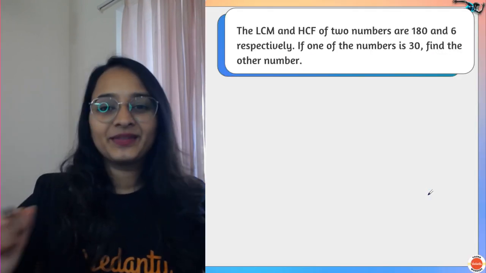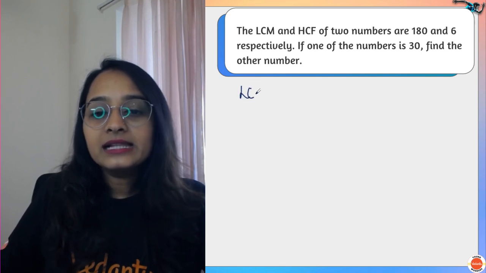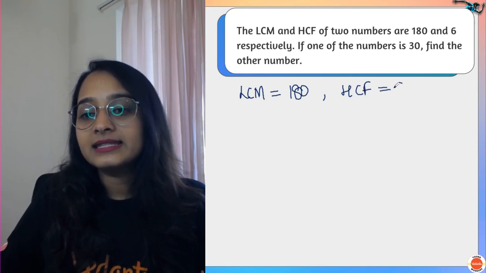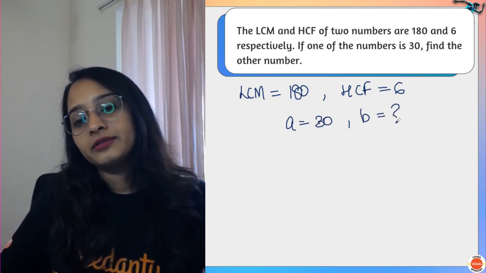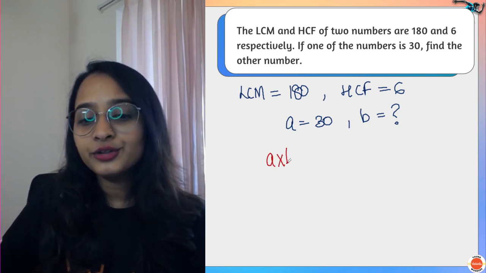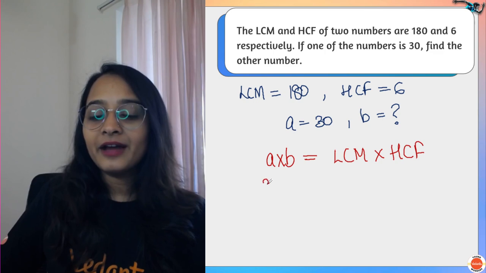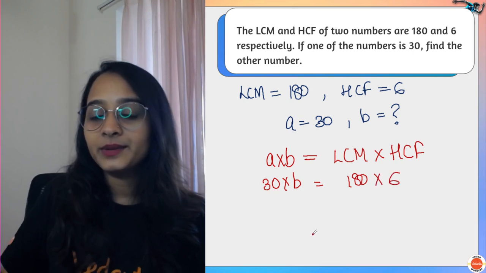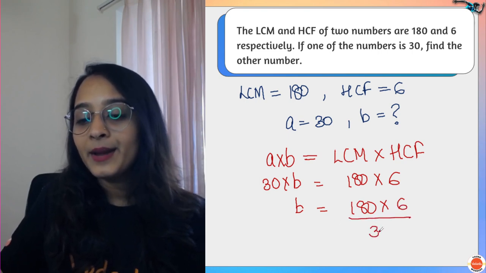Do not worry. The LCM and HCF of two numbers are 180 and 6 respectively. Okay, so LCM is given as 180 and HCF is given as 6. If one number is 30, you have to find the other number. Now, what is the relation that we have between the numbers and LCM and HCF? The product of the two numbers is equal to the product of LCM and HCF. So we have 30 multiplied with B, which is equal to 180 multiplied with 6. So your B is 180 multiplied with 6 divided by 30.